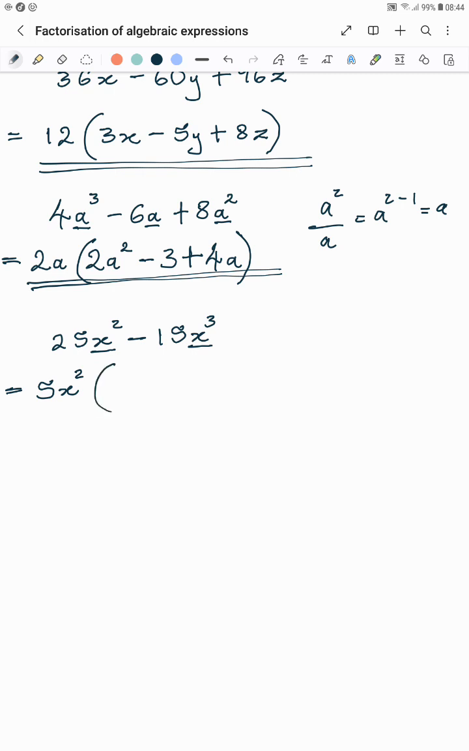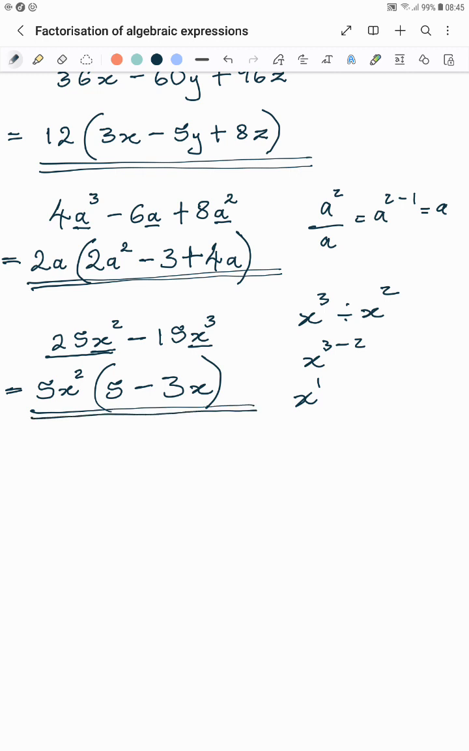So if you divide here, 25 divided by 5, you get 5. And x squared divided by x squared, you're going to get 1. So our answer after we divide this term by 5x squared is just 5. And 15 divided by 5, you're going to get 3. And x cubed divided by x squared is x to the power 3 minus 2, which is going to give us x to the power 1, which means our answer here inside the bracket is going to be 3x. So here you will be done with your factorization.